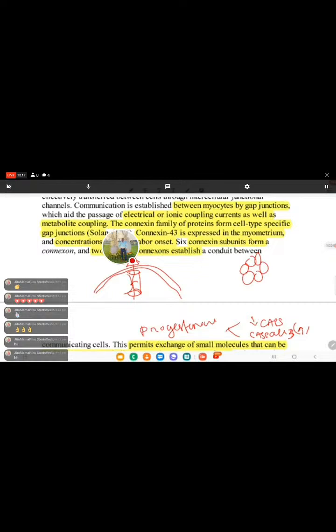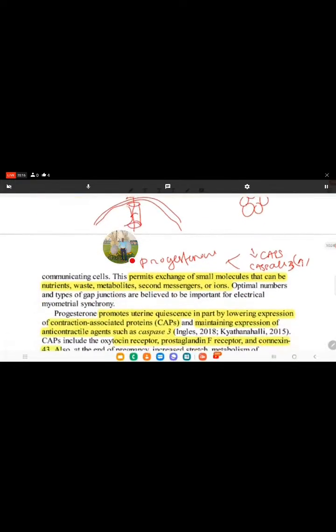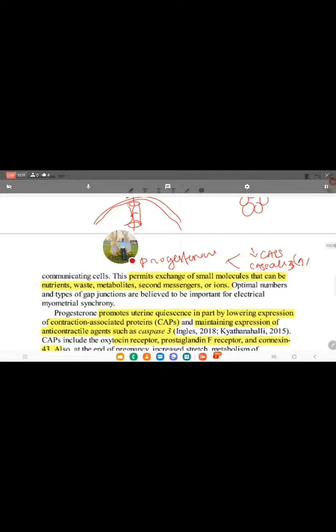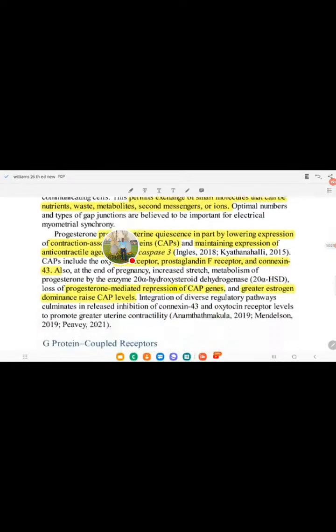Six connexin subunits form a connexon. Two adjacent connexons establish a conduit between the communicating cells. This permits exchange of small molecules that can be nutrients, waste, metabolites, second messengers or ions.